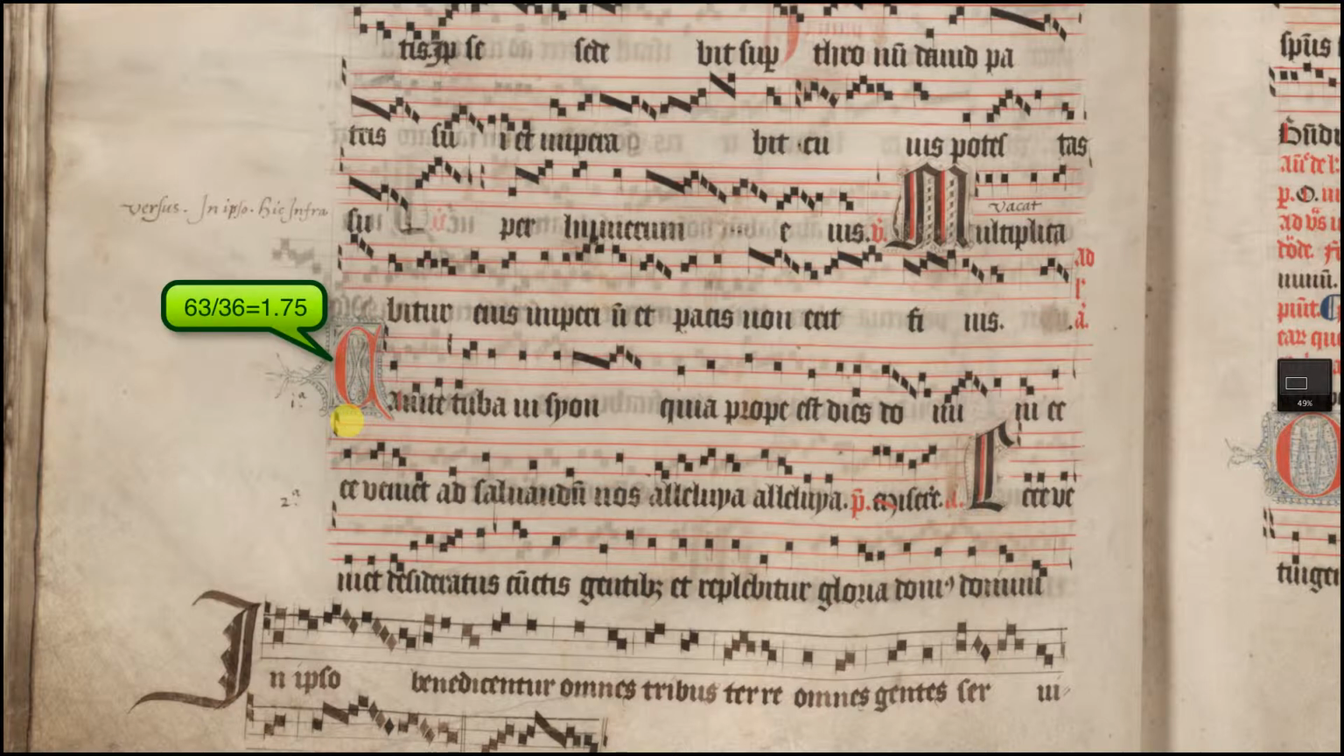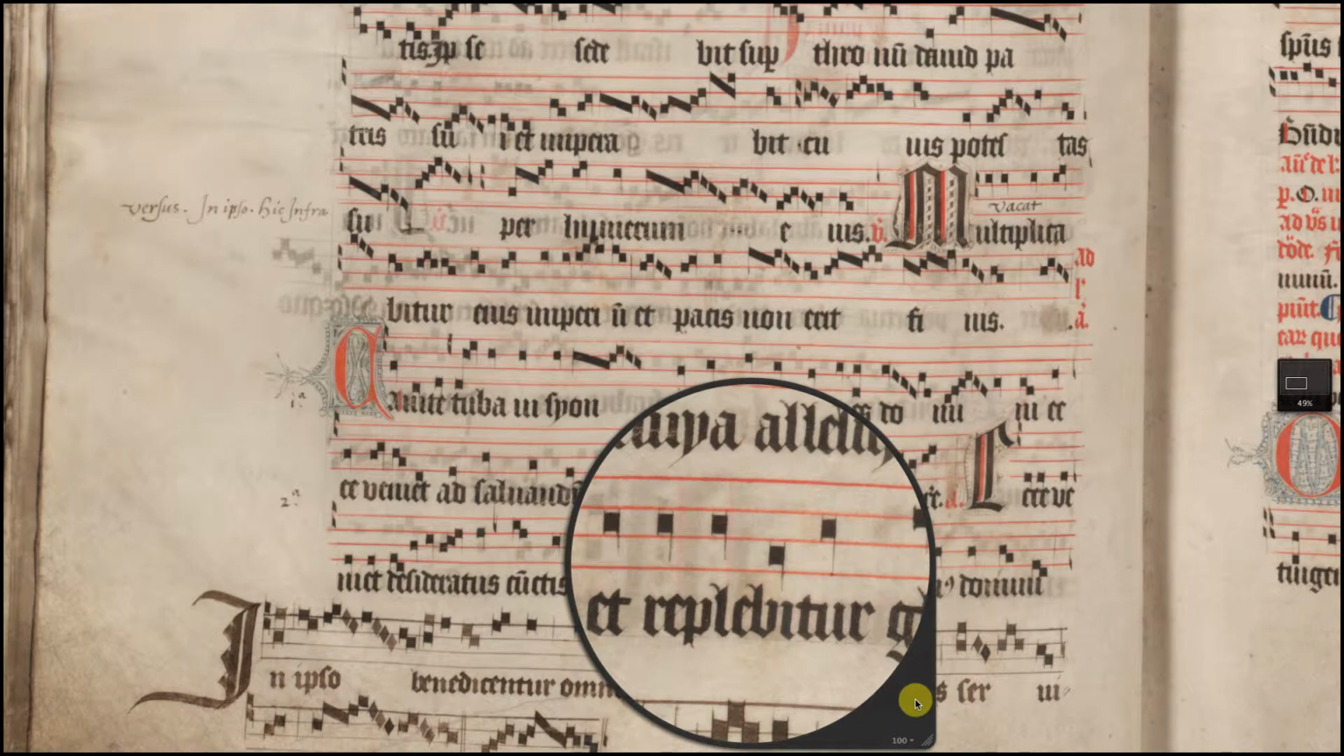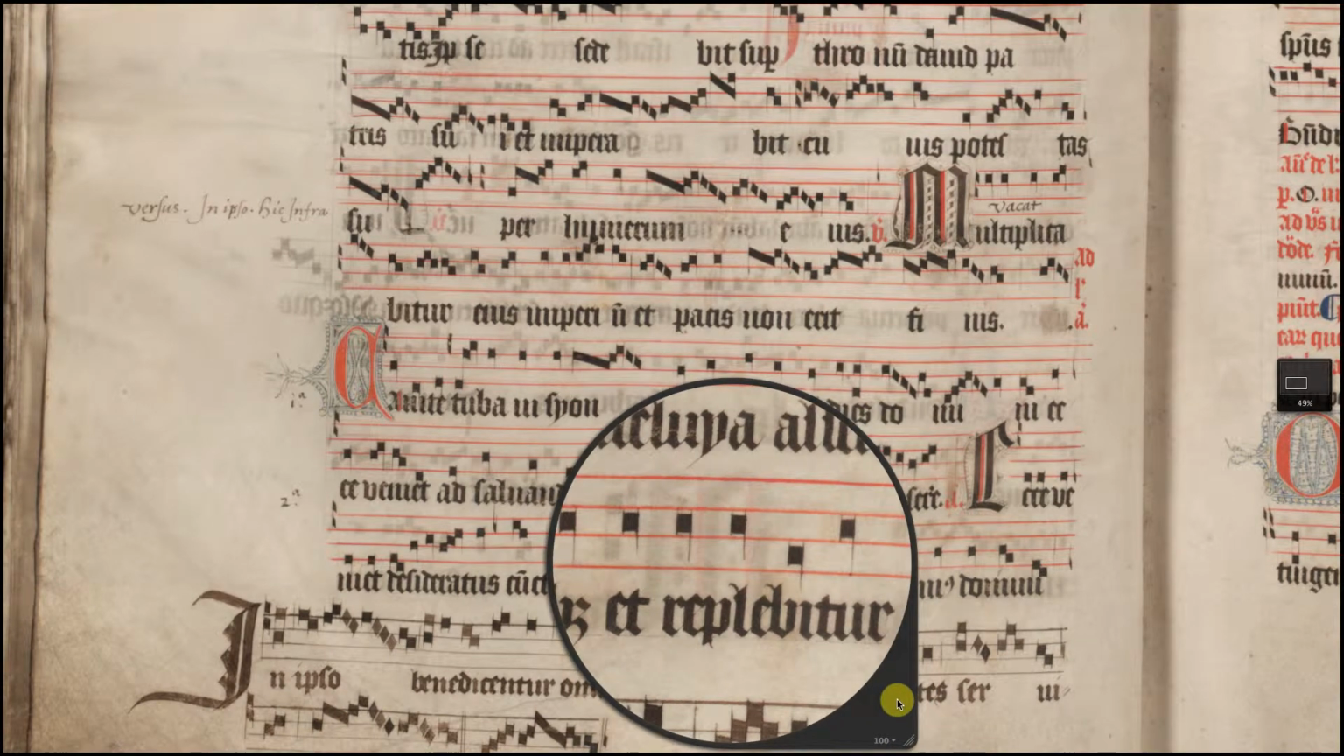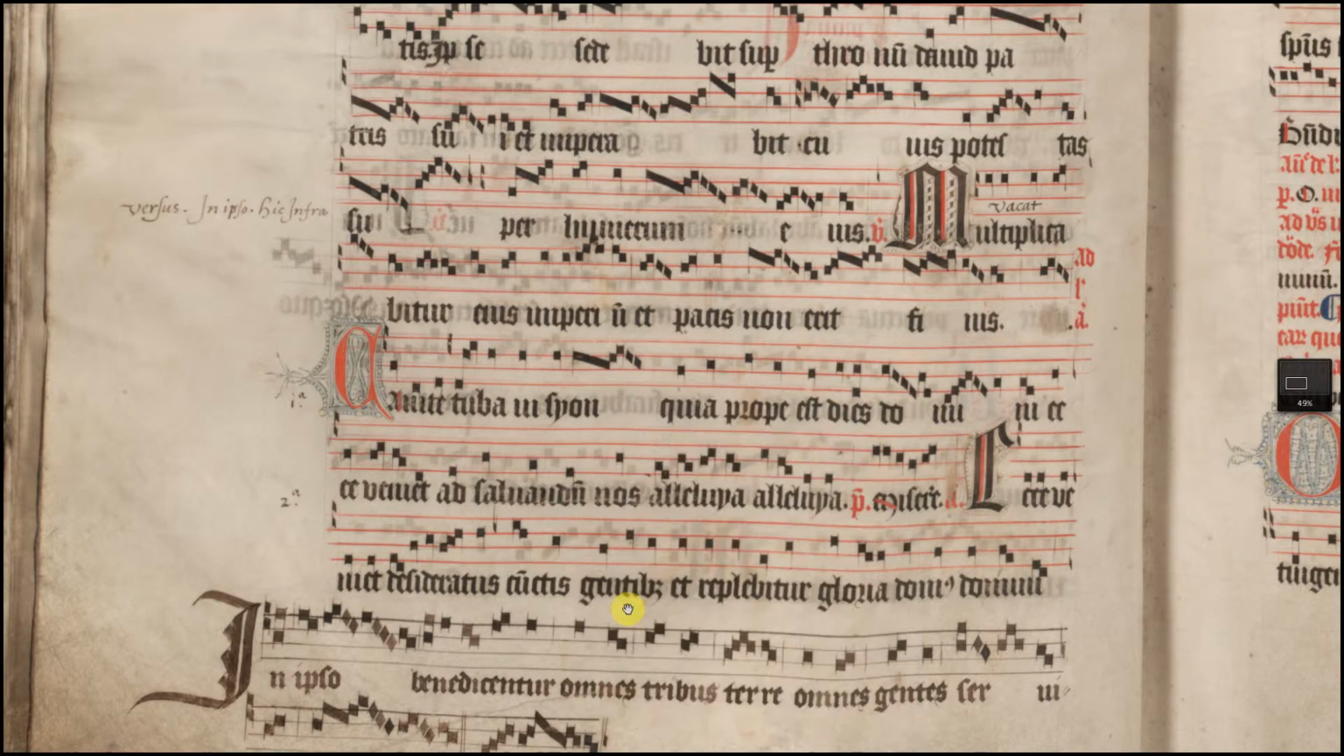1.75. You understand that if, for instance, a whole antiphon would be like this fragment here, the gentibus et replebitur, it's a strictly syllabic fragment, so it has one note, one syllable. This would be, of course, factor 1. So in this case, the factor is 1.75, meaning 1.75 notes to the syllable.